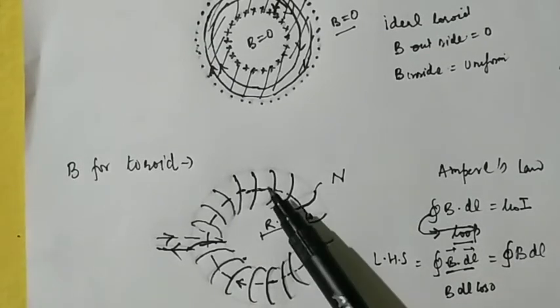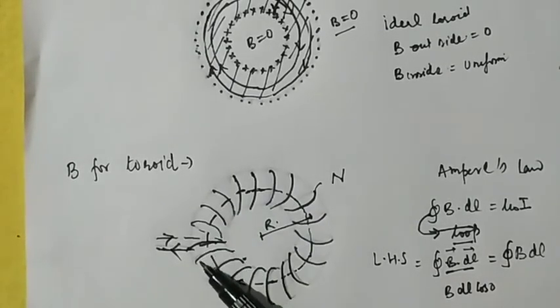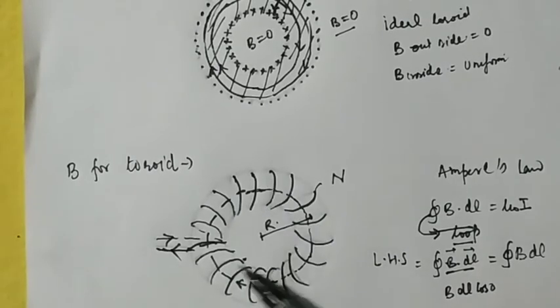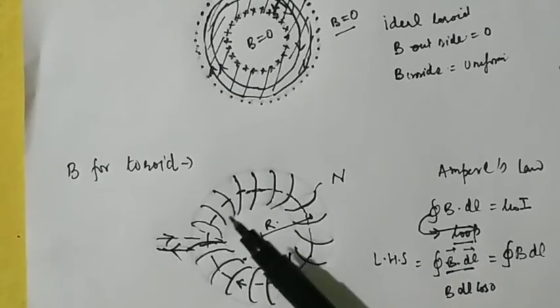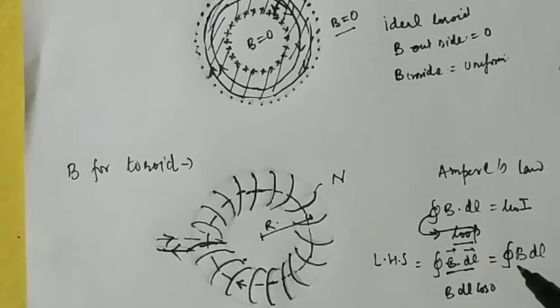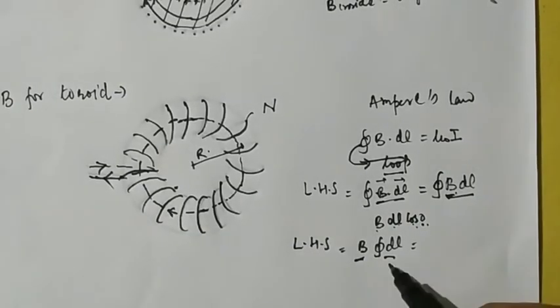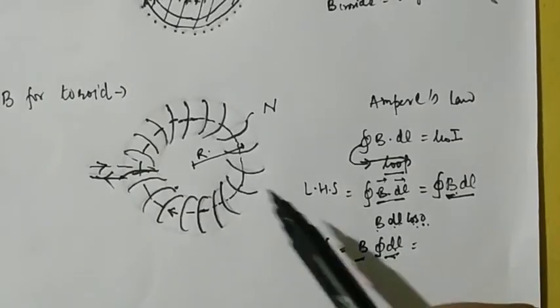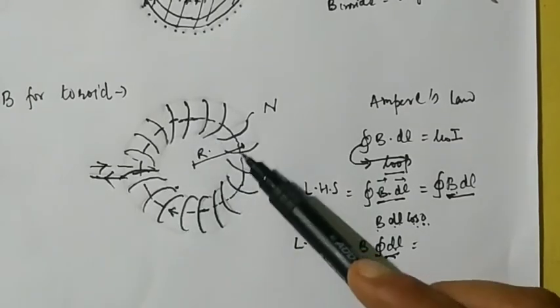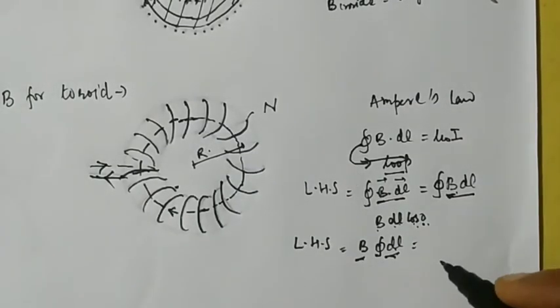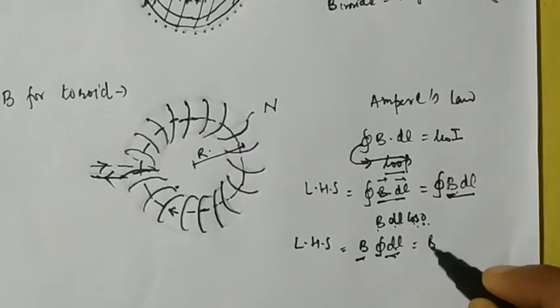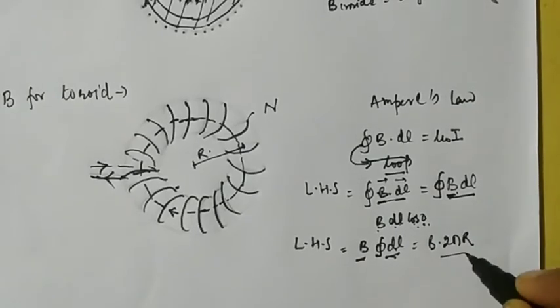Now, since I have assumed that the whole loop is inside this toroid, it will be in a uniform magnetic field. So I can take B outside the integral sign, and our left hand side is left with only the integral of dl, which is the total length of the loop. What is the total length of this loop? If R is the radius, then the total length of this loop is 2 pi capital R.